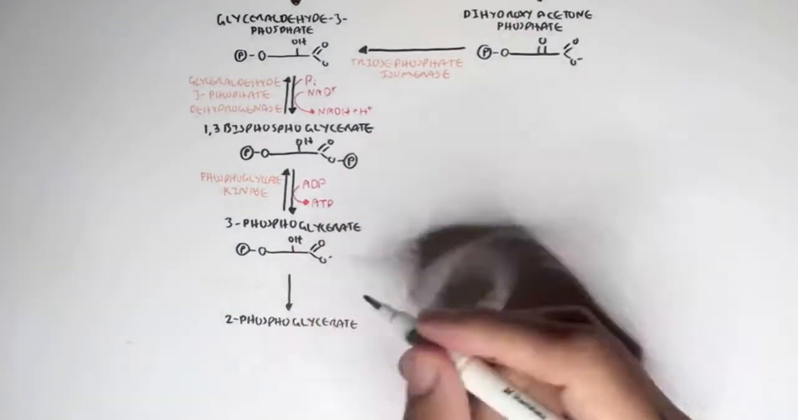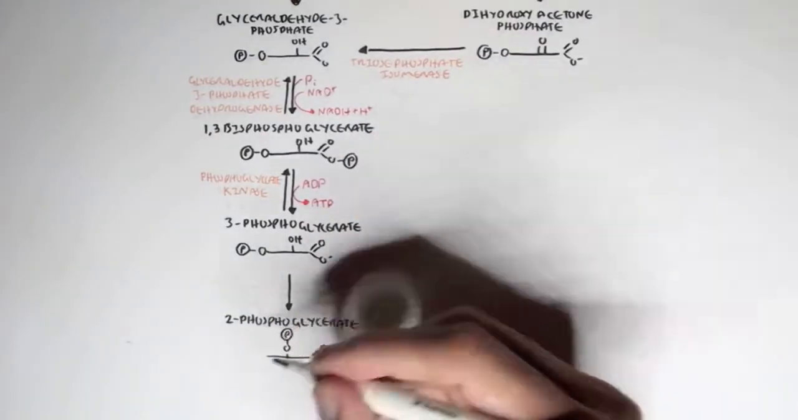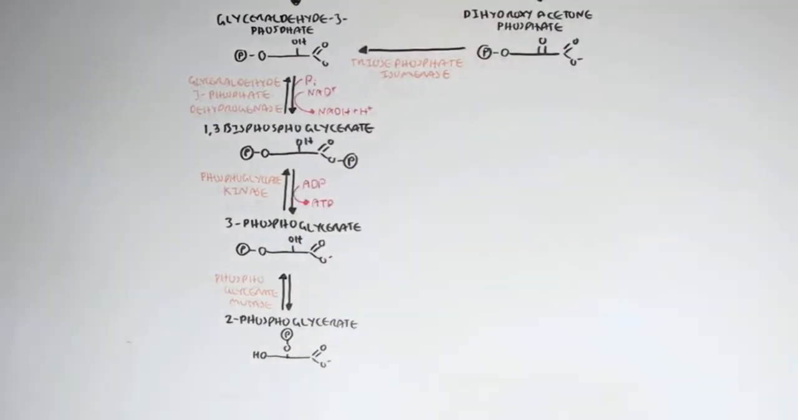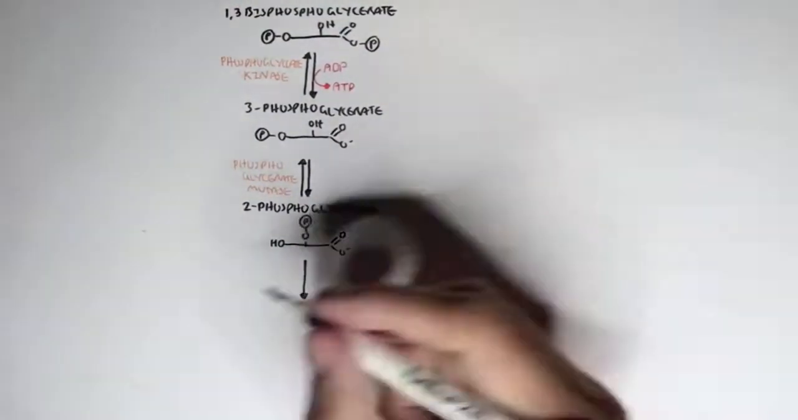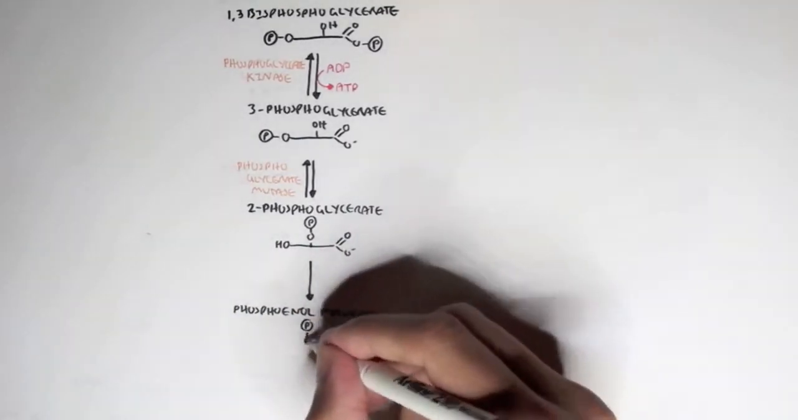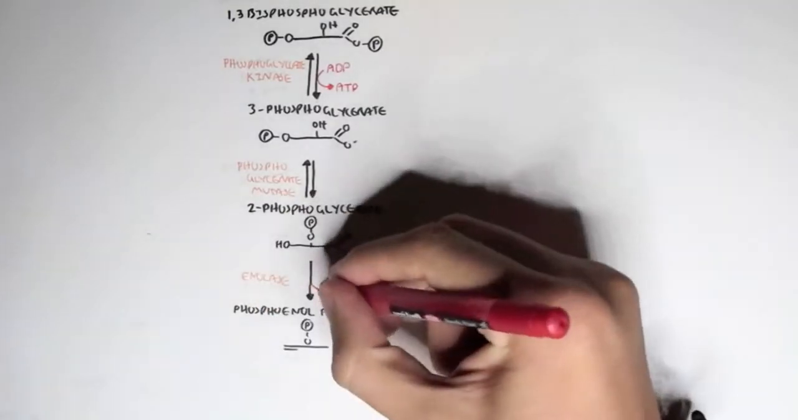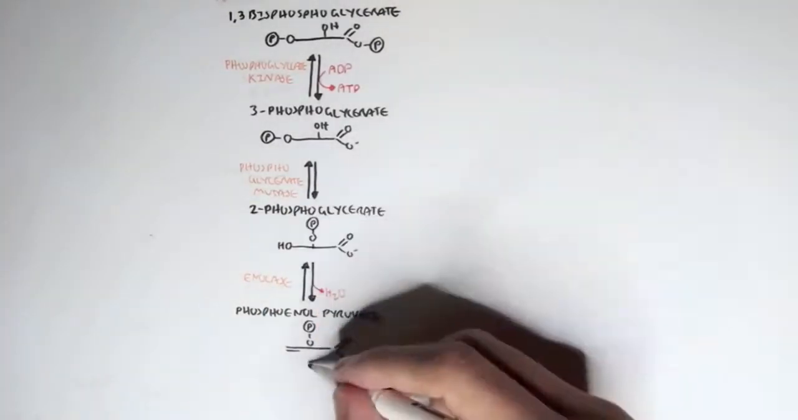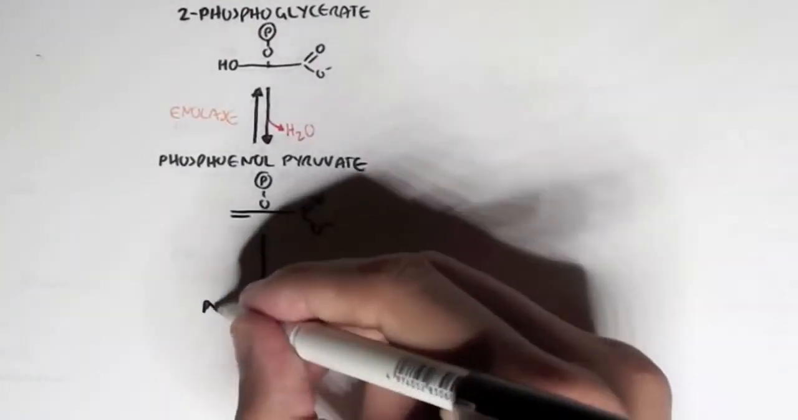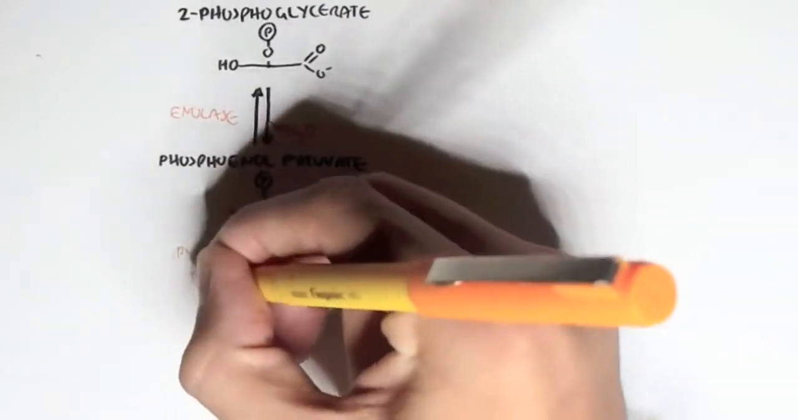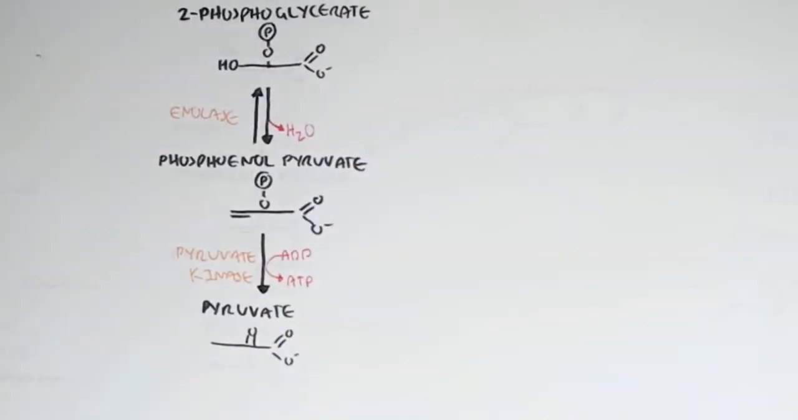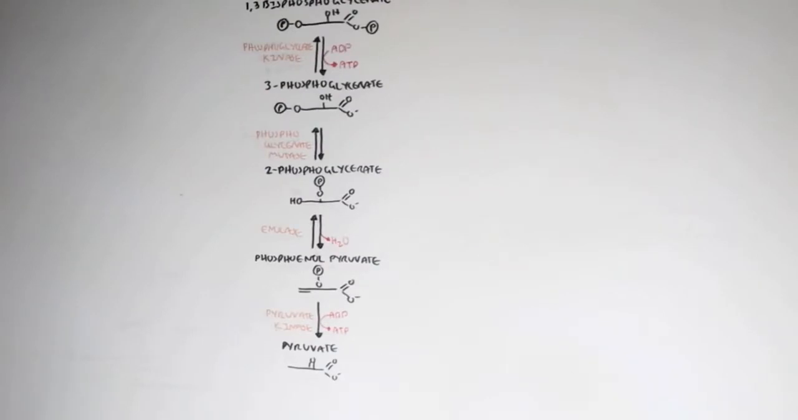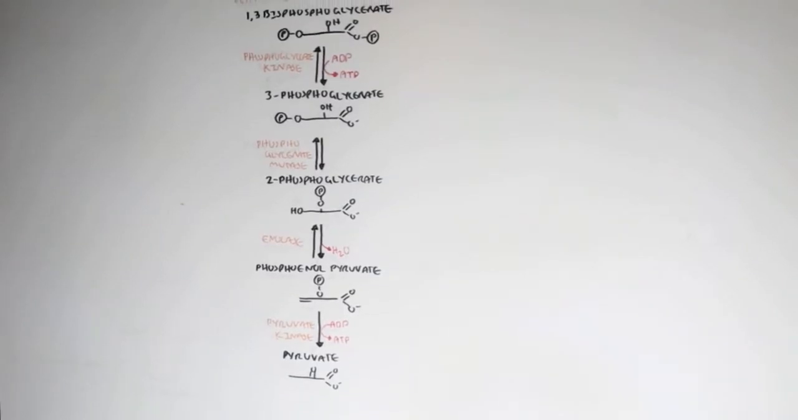3-phosphoglycerate will then move its phosphate to carbon number 2 to form 2-phosphoglycerate. And this is done by the enzyme phosphoglycerate mutase. And this reaction is reversible. 2-phosphoglycerate will then dehydrate to form phosphoenolpyruvate. The enzyme used in this reaction is enolase, and this reaction is also reversible. Phosphoenolpyruvate will then finally convert to pyruvate through the enzyme pyruvate kinase, and the phosphate is removed by ADP to form ATP. So the final product is 2 pyruvate molecules because we had 2 glyceraldehyde 3-phosphates.